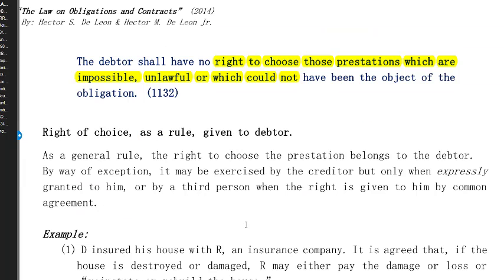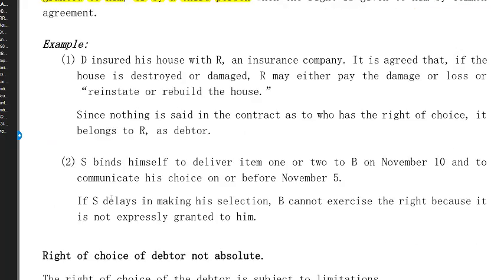The right of choice as a rule is given to the debtor. The right to choose the prestation belongs to the debtor, and by way of exception, it may be exercised by the creditor but only if expressly granted to him. Alam na natin yan. Or by a third person. So, not just solely could the right to choose be granted to the creditor but also to third persons, provided na express siya ha, when the right is given to him by a common agreement.